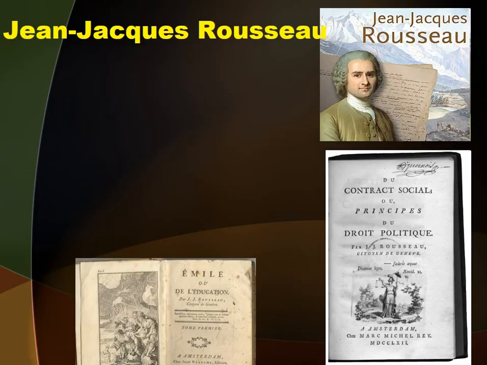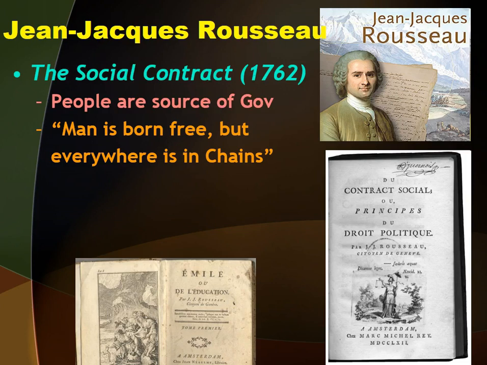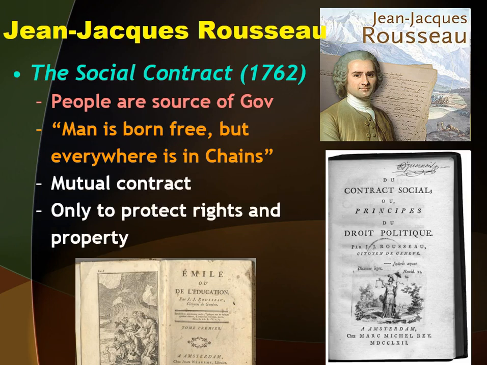That brings us to Rousseau. Rousseau had this famous quote, man is born free, but everywhere is in chains. And again, this is referring to the state of nature. Without a government, people just had mass chaos. They had to worry about getting hurt. And so Rousseau expanded on the ideas of Hobbes and Locke, and he wrote a book called The Social Contract. And he said in the social contract that people should be the source of government. People are the ones who form their government. And that government is a mutual contract between the people and the ruler.